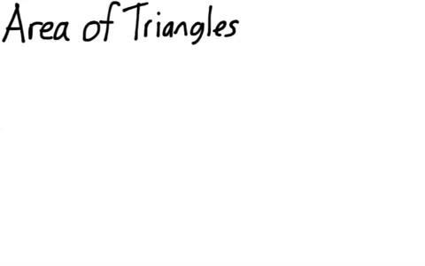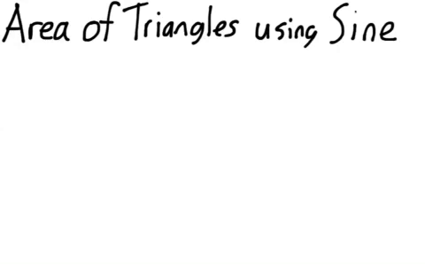So basically you know how to find any missing piece of any triangle. And we're going to use those pieces today to be able to find the area of any triangle. And so we're going to find the area of triangles using a sine equation. This again is going to work for all types of triangles.